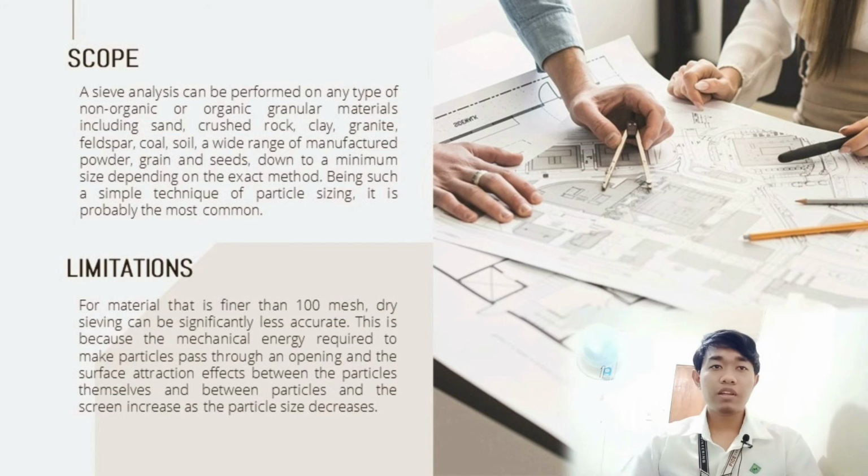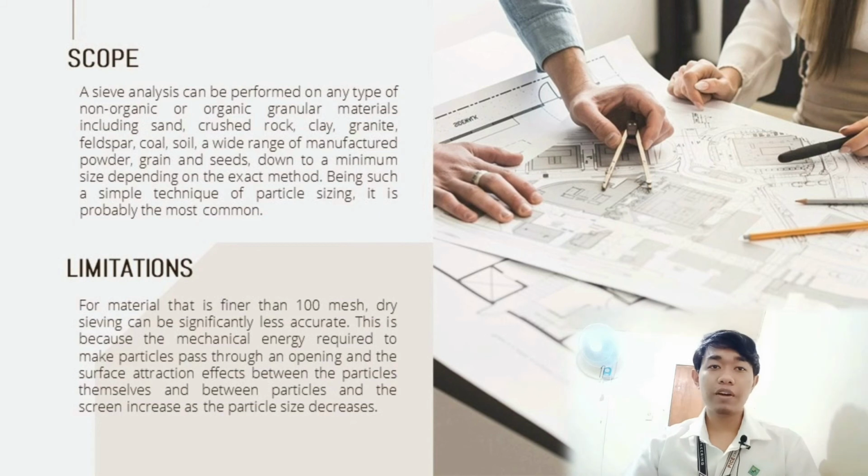Limitations. For material that is finer than 100 mesh, dry sieving can be significantly less accurate. This is because the mechanical energy required to make particles pass through an opening and the surface attraction effects between the particles themselves and between particles and the screen increases as the particle size decreases.